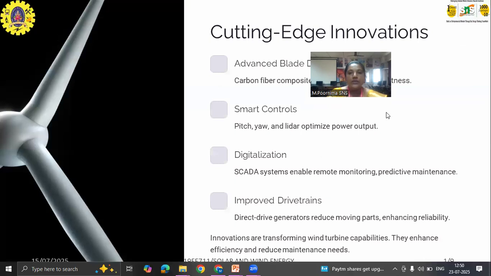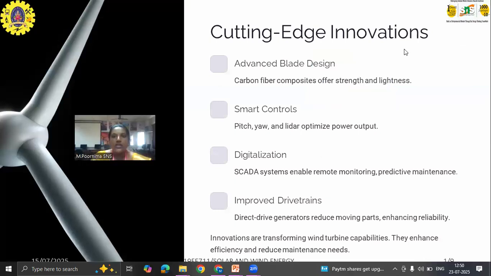Now coming to the innovations, that is design innovations. Advanced blade technology uses carbon fiber components for strength and lightness. We also have smart control, that is pitch and yaw control, along with automation and digitalization.